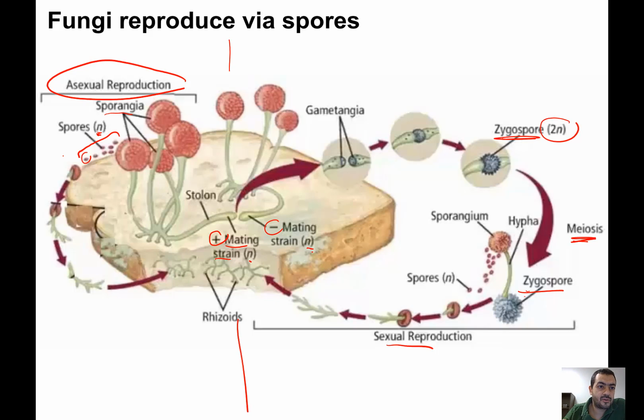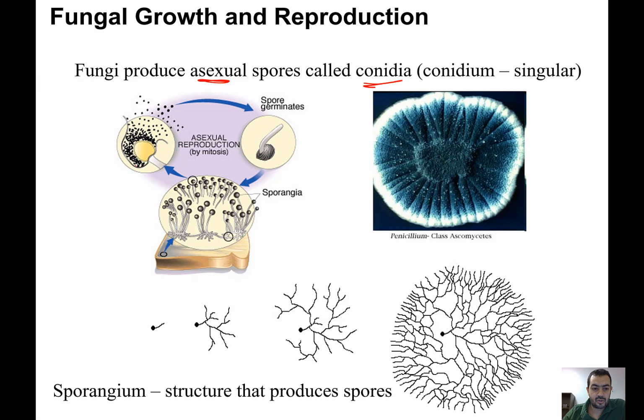We are just talking about the case of asexual reproduction, and the structures producing these conidia are called sporangia. Each one is called a sporangium, and the plural of this is sporangia. These sporangia are structures that produce the conidia, the asexual spores. Once they are dispersed to a suitable environment, they will grow up producing the hyphae.